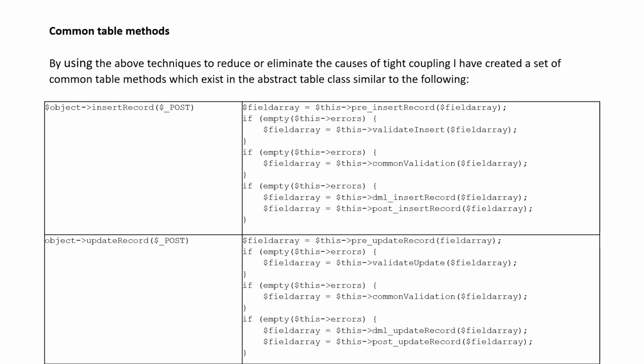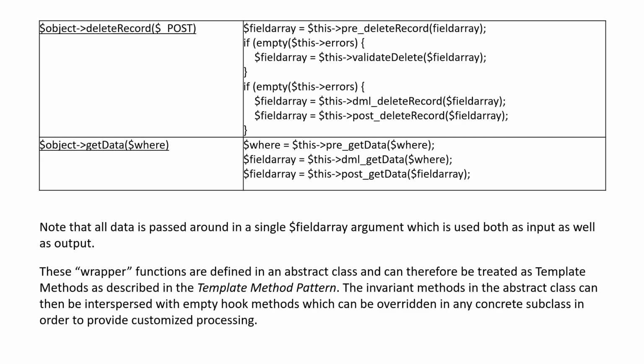Common table methods. By using the above techniques to reduce or eliminate the causes of tight coupling, I have created a set of common table methods which exist in the abstract table class similar to the following. Note that all data is passed around in a single field array argument which is used both as input as well as output. These wrapper functions are defined in an abstract class and can therefore be treated as template methods as described in the template method pattern.